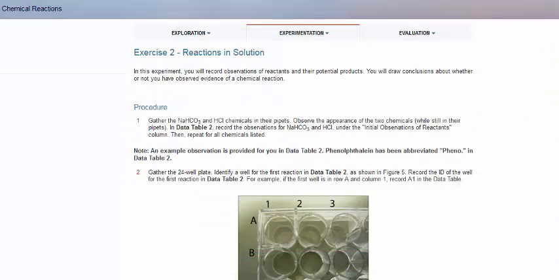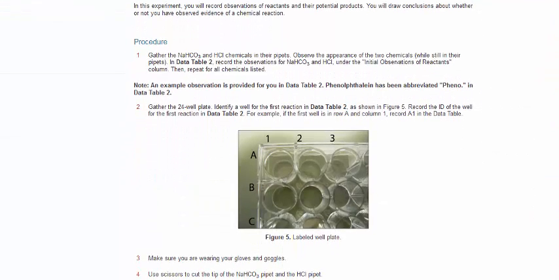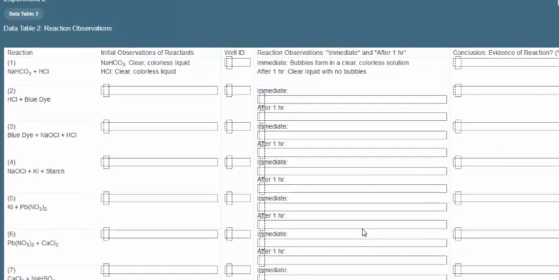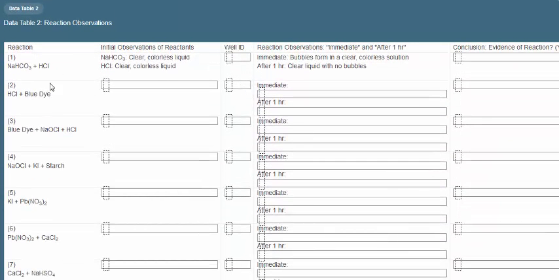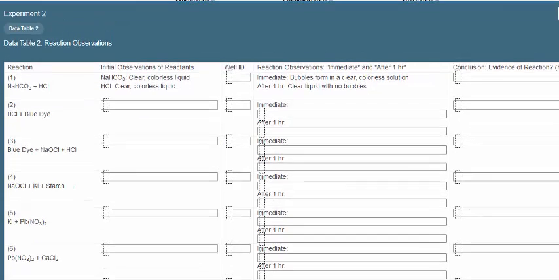All right, then the next thing you want to do is label your wells. The easiest way to do this is to place your well plate on a piece of paper and label the rows by letters A, B, C, D, etc., and label the columns by numbers. That way you will have a way to identify which reaction is occurring in which well, and you'll record that where it says well ID.